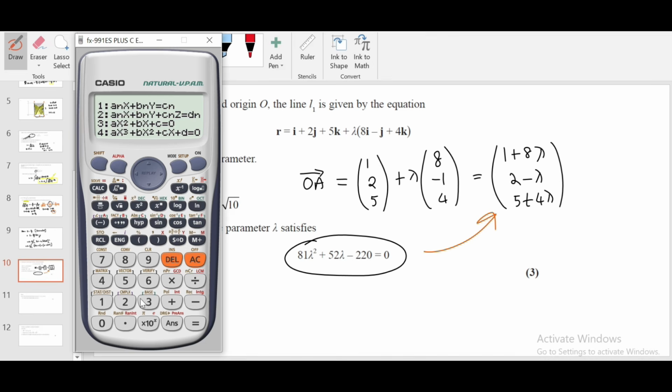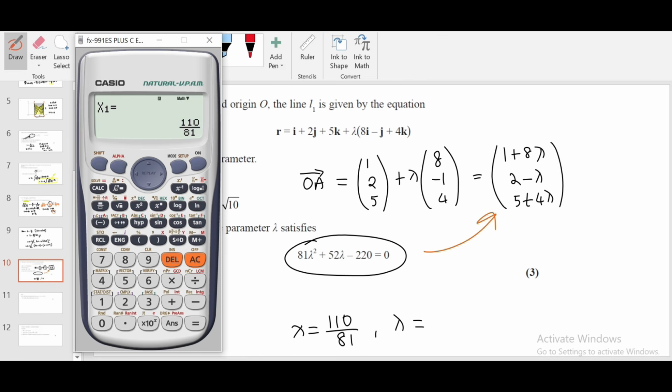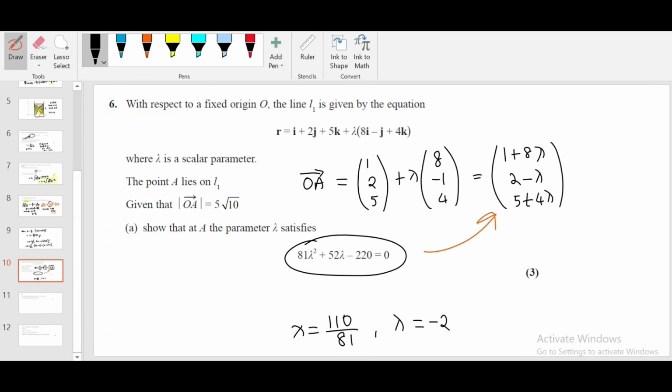Go to number 5, equation number 3, 81, 52, minus 220. You get 110 over 81. So lambda is 110 over 81, and then minus 2. But whenever it comes to solving a quadratic, you need to write one more step here. So write them as factors. 81 lambda minus 110, lambda plus 2 is equal to 0. That's it. We got two values.